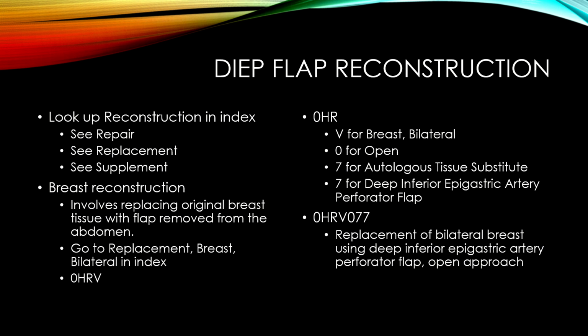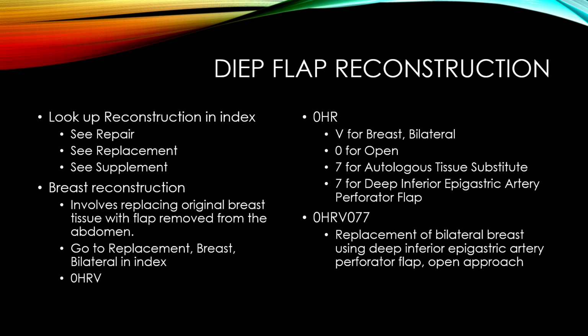The tables are listed only by the first 3 characters. So we're going to go to the table that's listed as 0HR. We already know that we're going to use the letter V for our 4th character to represent the bilateral breast. And then we're going to continue down that same row, and we're going to code 0 for open for the 5th character, 7 for the 6th character, which is autologous tissue substitute, and 7 for deep inferior epigastric artery perforator flap.